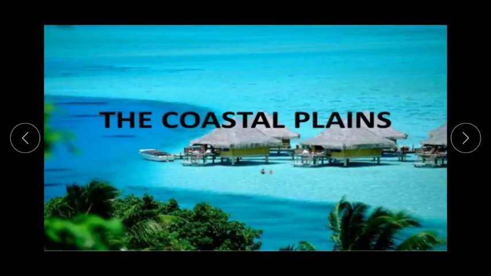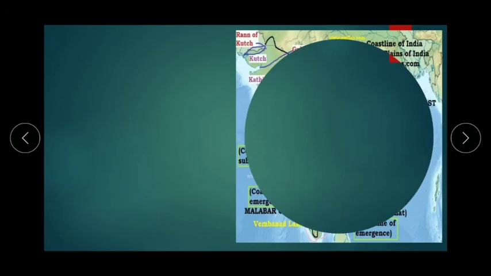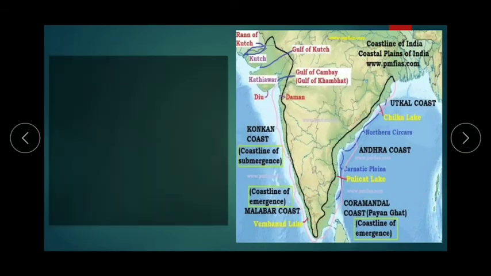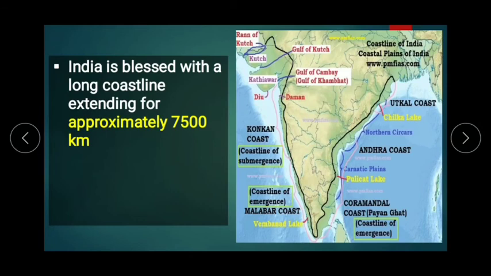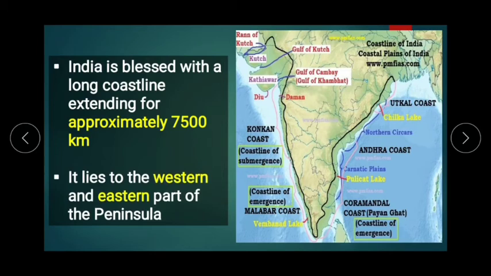Next, the coastal plains. As we know, India is blessed with a long coastline extending for approximately 7,500 km, which lies along the western and eastern coasts and shows remarkable dissimilarities. Again, pointer on the screen, pointer on the map, and you can see the coastline or the coastal plains of India.